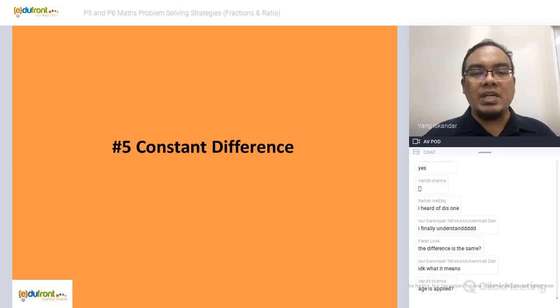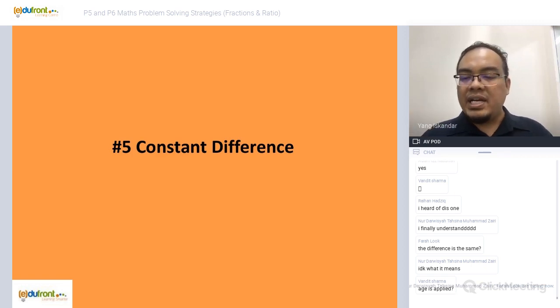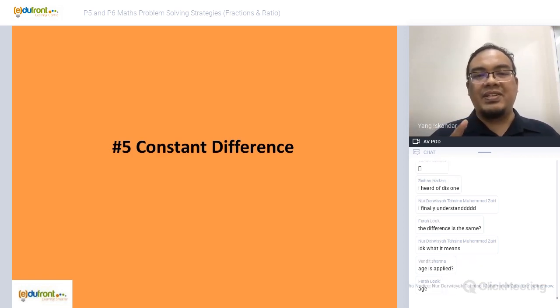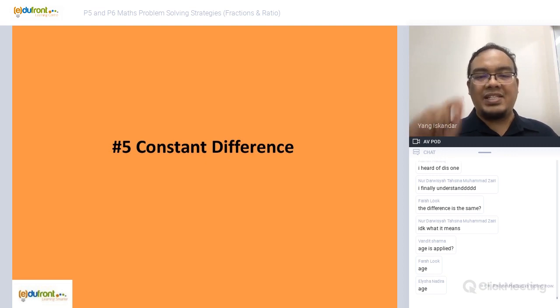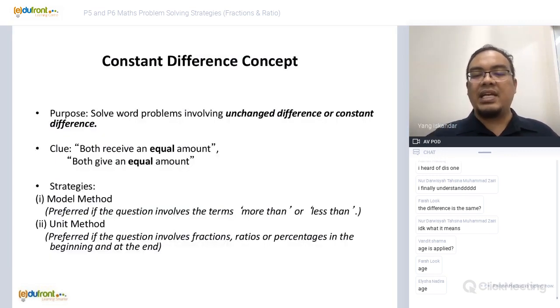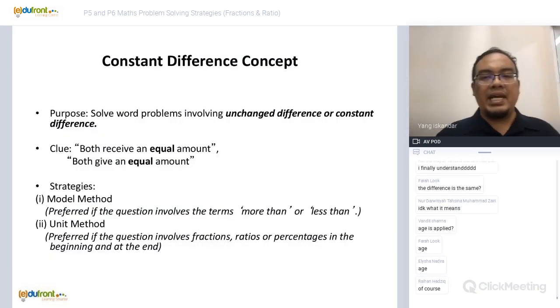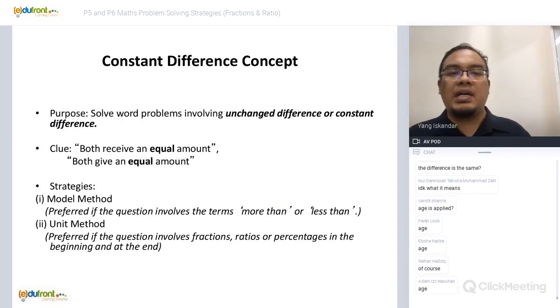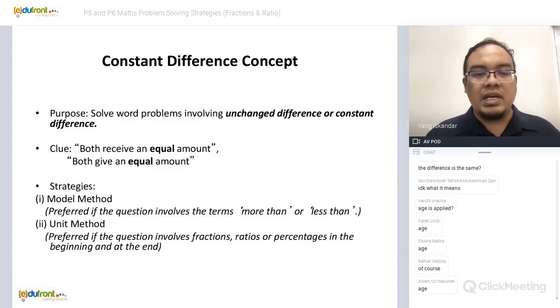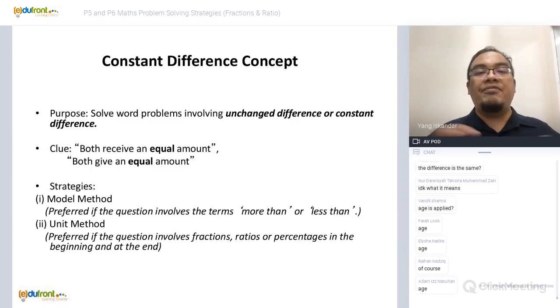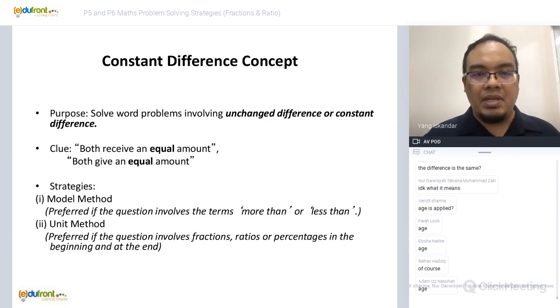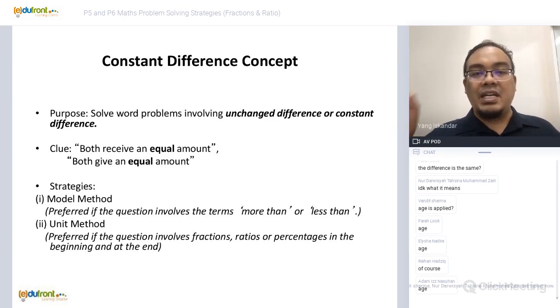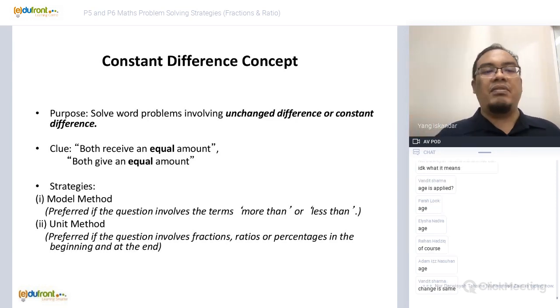What type of question will require this strategy? Age. Yes, very good. Question involving age. But what kind of question involving age? Let's take a look at how we can apply this strategy. So the purpose of the constant difference concept, from the words constant difference, means the difference remains the same before and after.